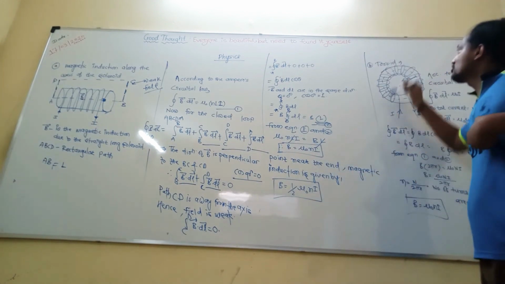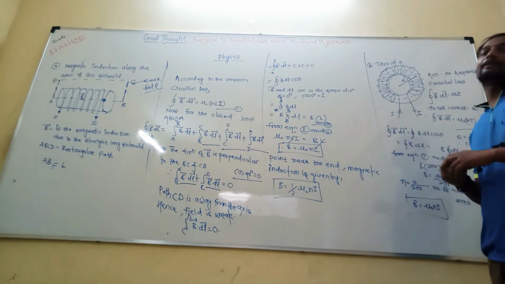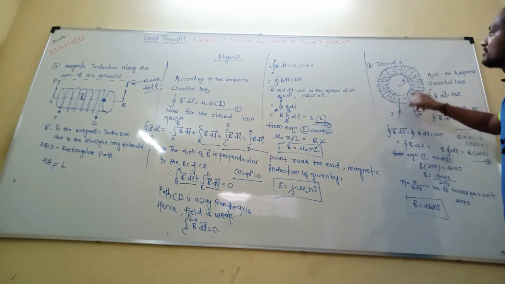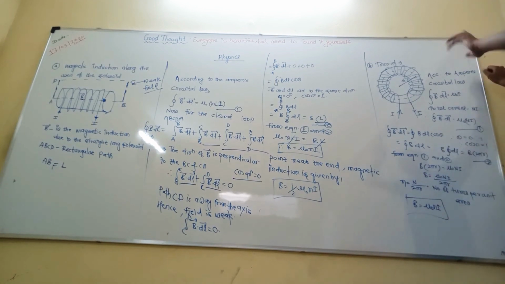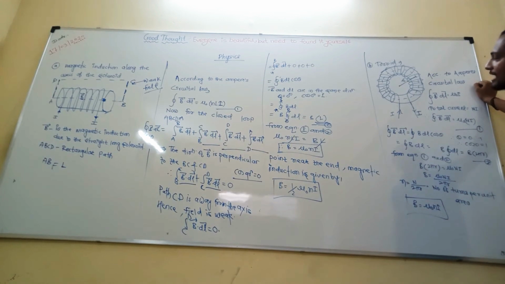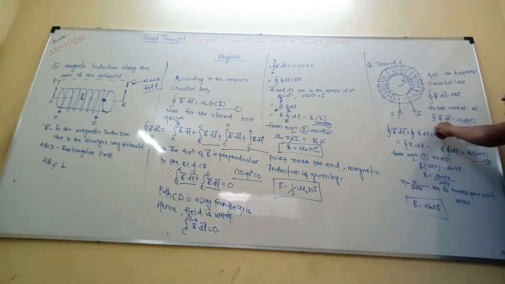Then another application is the toroid. A toroid is another form of solenoid. When we bend a solenoid into a circular path, an endless path in a circular ring, it is called a toroid. The toroidal ring has radius small r and current passing through it is I. According to Ampere's circuital law, the integral of B bar dot dl bar is equal to mu 0 times total current, which is N i. So the equation becomes integral B bar dot dl is equal to mu 0 N i.